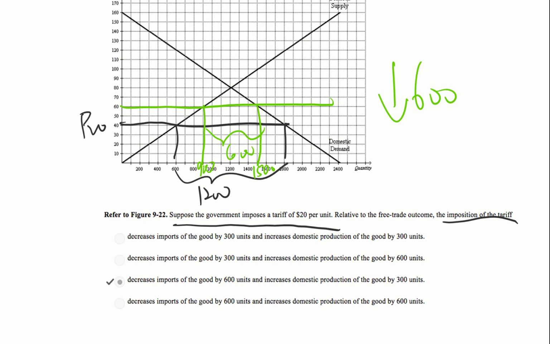Now for domestic production, when the price is 40, our domestic production was at 600. When the price increased to 60, our domestic production is at 900. So imports went down by 600, and the quantity supplied domestically increased by 300. It went from 600 to 900. So the answer should be C.